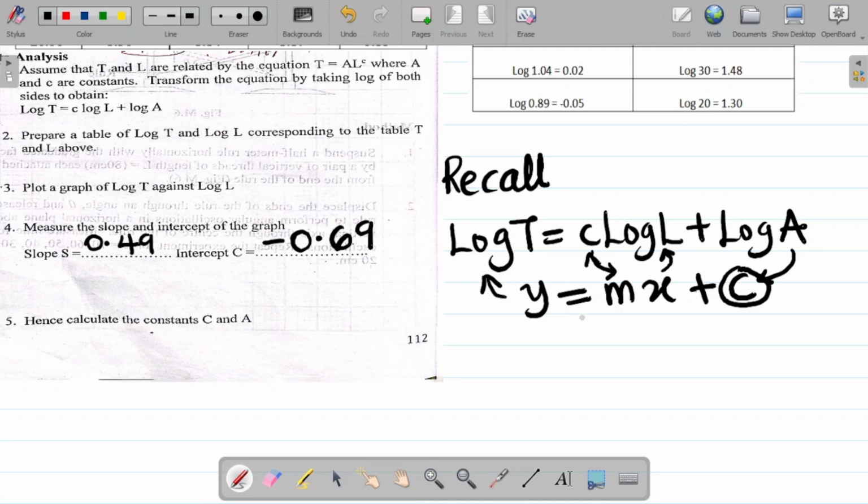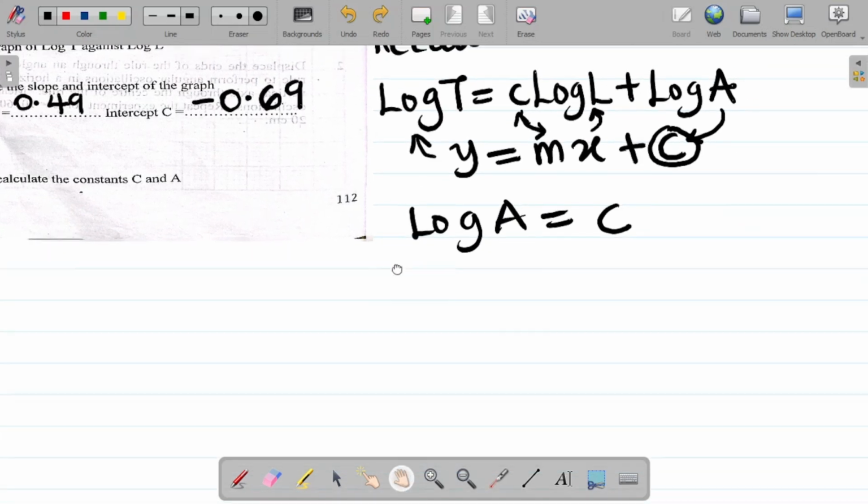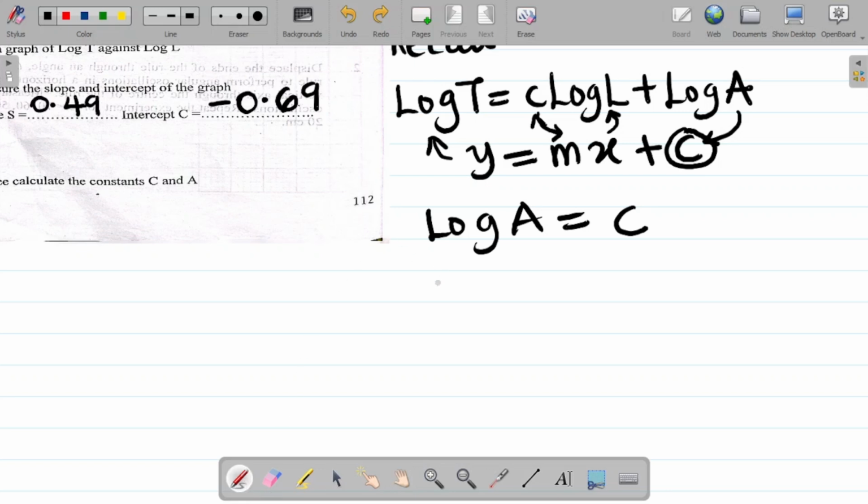And so if you are asked to calculate the constants C and A, it means that log A would be equal to the intercept on the y-axis, which is the intercept c. So log A will be equal to the intercept. That's the concept. So if log A is equal to the intercept, it means that log A is equal to c.